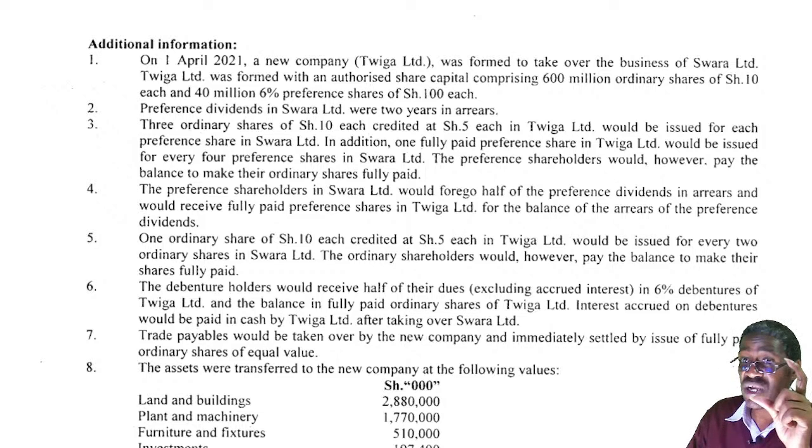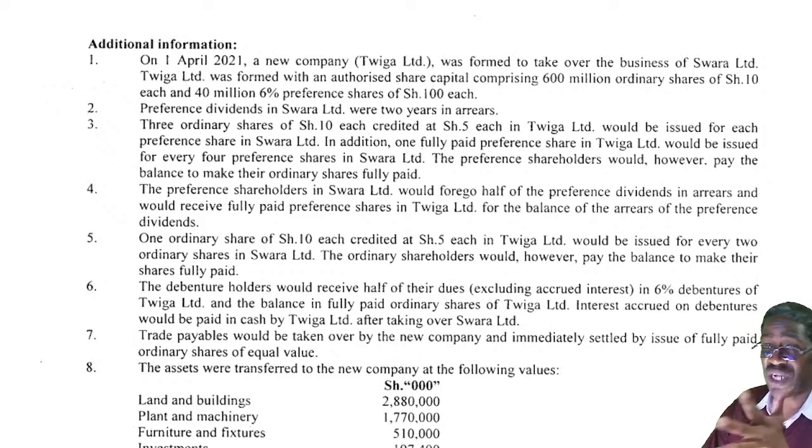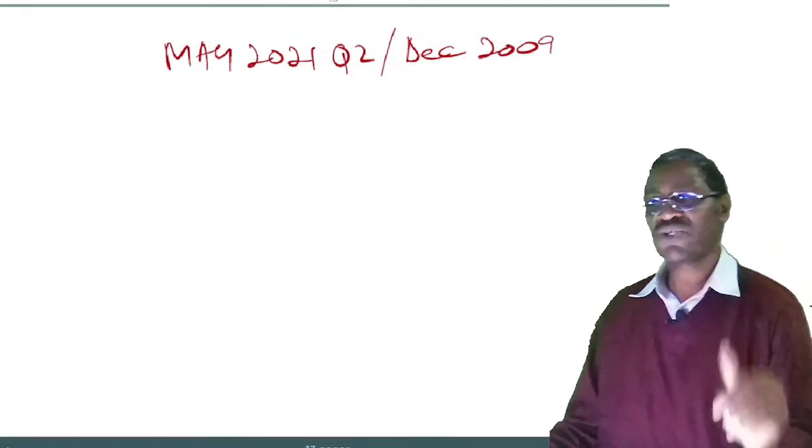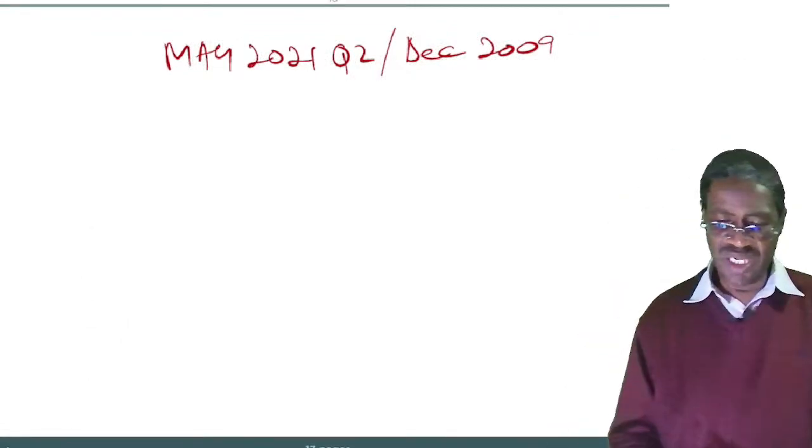You are giving three ordinary shares at a credit of 5, would be issued to who? To the preference shareholders in Swara. You are giving three ordinary for each preference share in Swara. So before we go to the next part, which is the addition, let's deal with that first. Let's compute that now. So write it down somewhere.